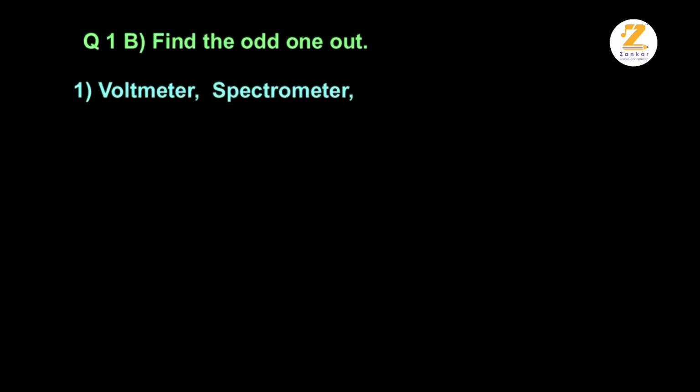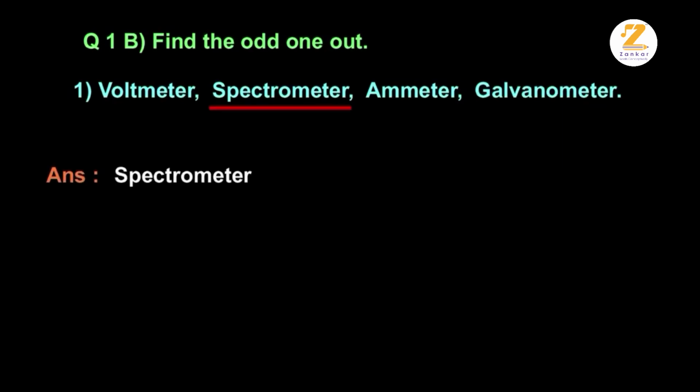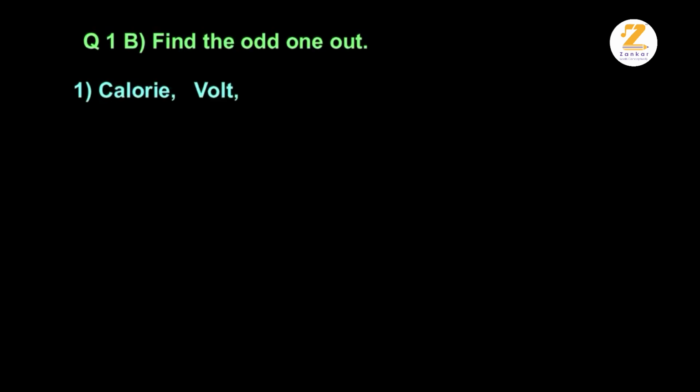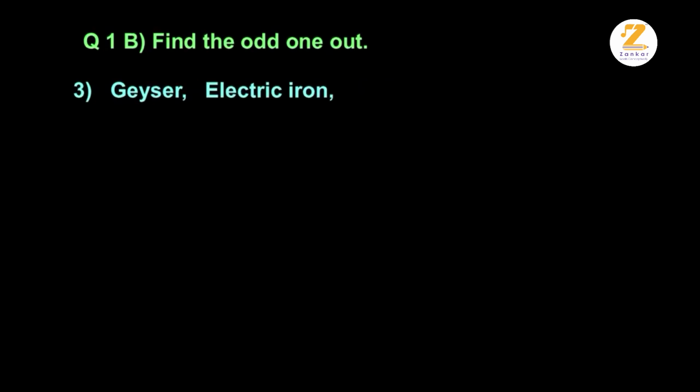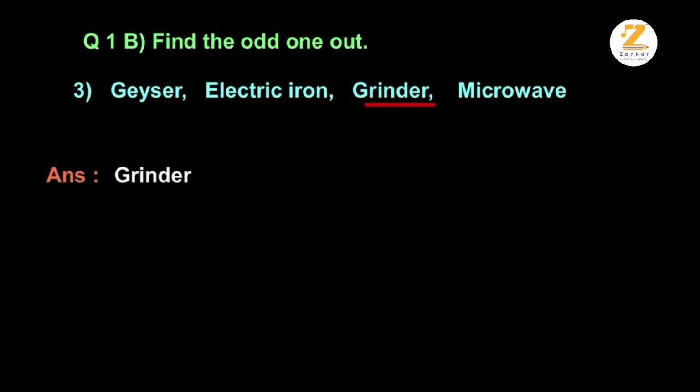Voltmeter, spectrometer, ammeter, galvanometer. The odd man is spectrometer. Calories, volts, amperes, ohm. The odd man, calories. Copper, silver, nickel, rubber. The odd man, rubber. Geyser, electric iron, grinder, microwave. The odd man, grinder.